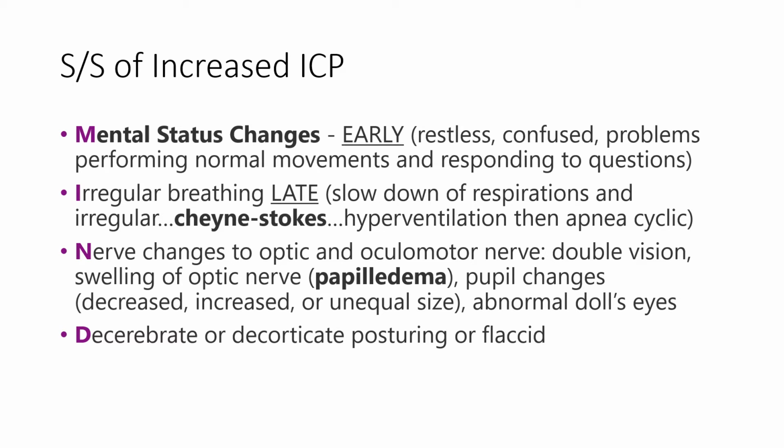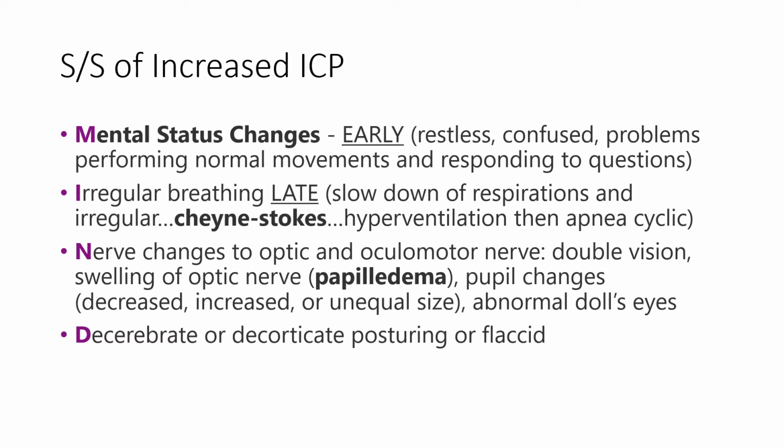Signs of increased intracranial pressure. Again, kind of a busy slide here. This is using the acronym MIND, M-I-N-D. Mental status changes. That's going to come early. That's one of your earliest signs. Irregular breathing, like Cheyne-Stokes style breathing, is going to come much, much later. So your early sign is a change in mental status, and it could be something as simple as them being very restless, or just kind of becoming confused, and then it will progressively get worse.